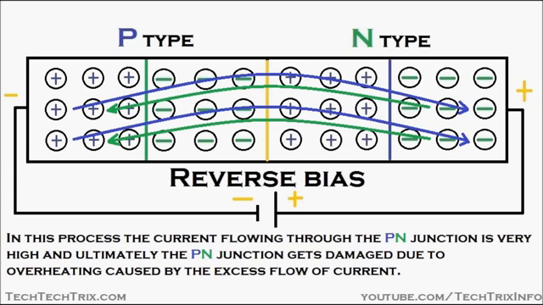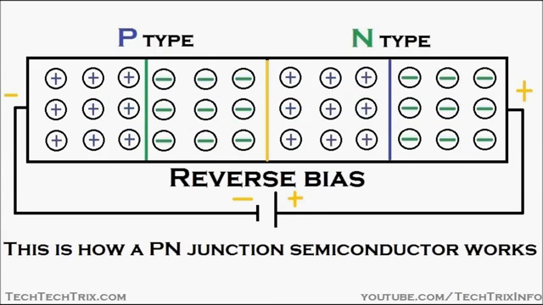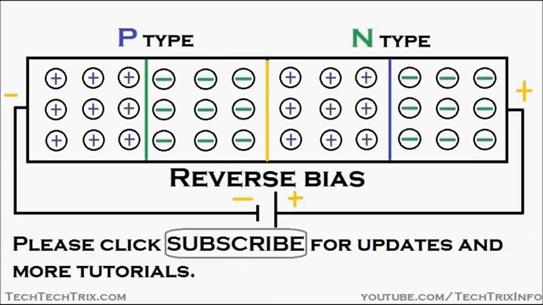In this process, the current flowing through the PN junction is very high, and ultimately the PN junction gets damaged due to the overheating caused by this excess flow of current. This is how a PN junction semiconductor actually works. So I believe you understand all the topics covered in this tutorial.